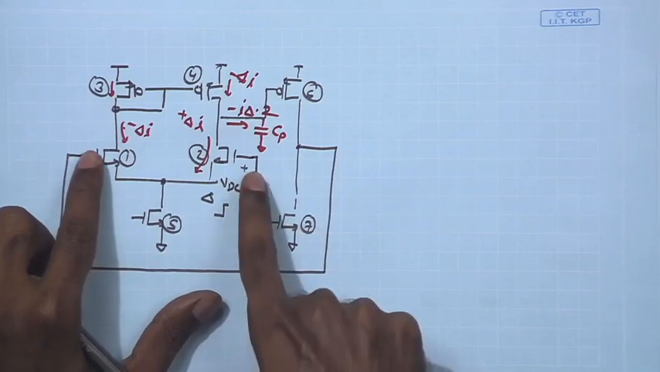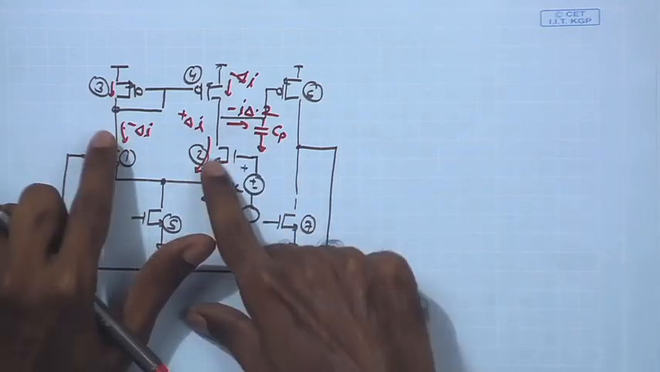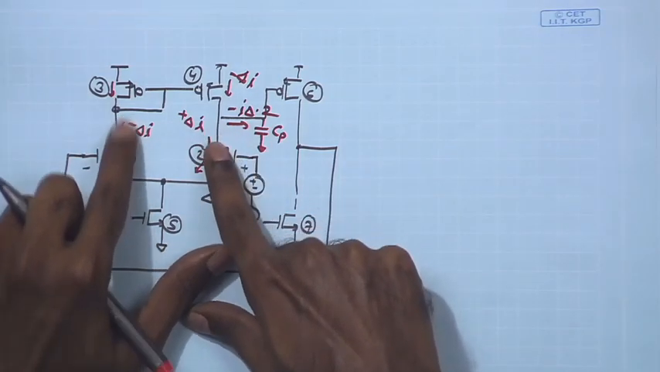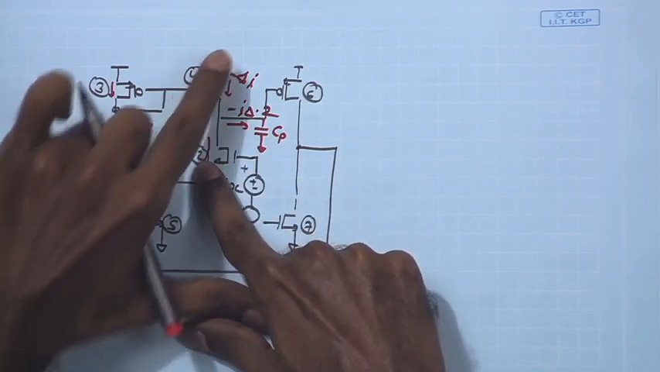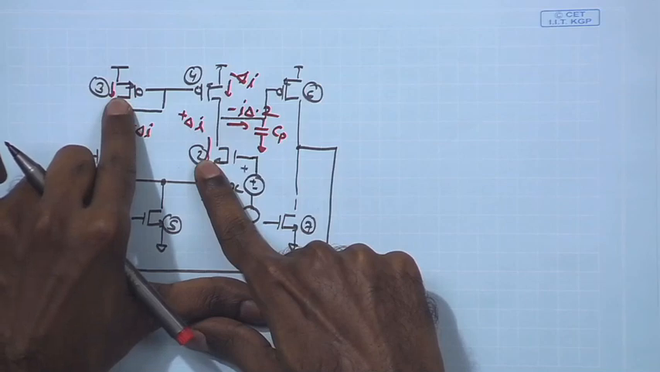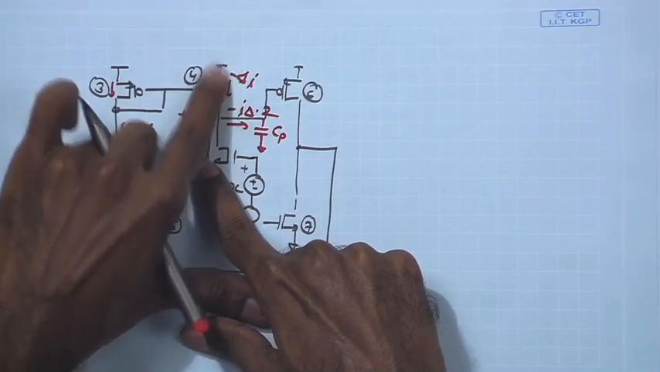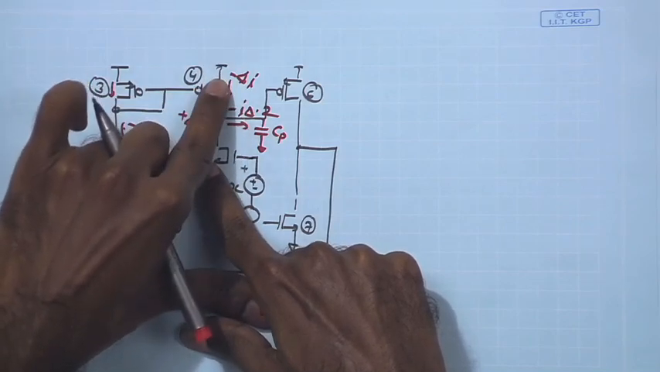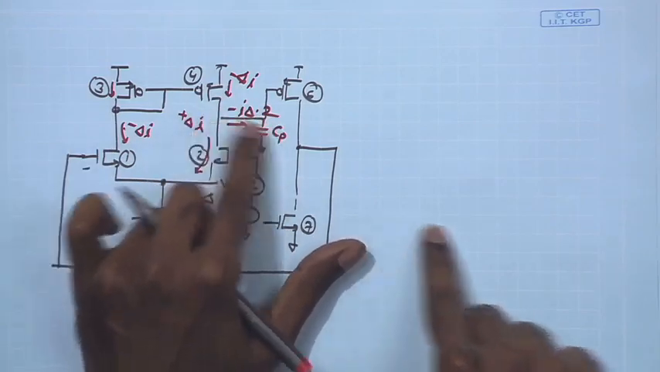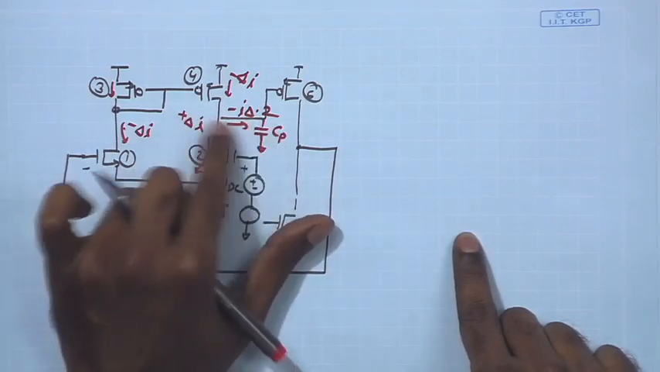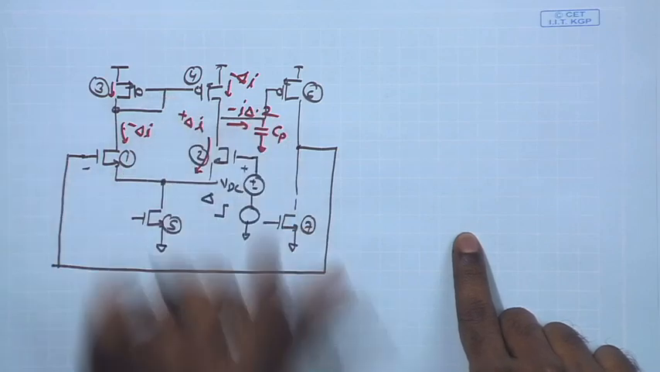Whenever you apply a delta V over here, you are creating a difference in the currents. If I assume this is plus delta I minus delta I, the delta I in the M3 gets mirrored into the delta I of M4, and then at this node if you apply the KCL, you are having overall small signal current minus 2 delta I flowing outside.